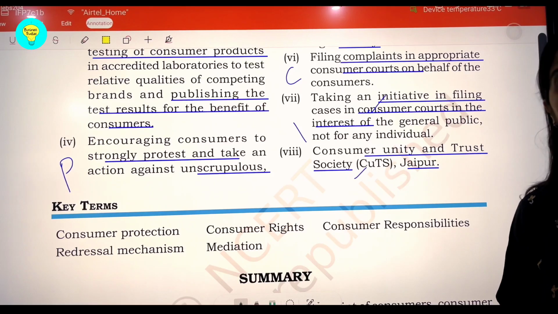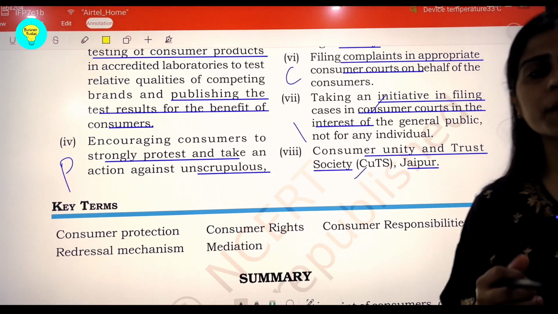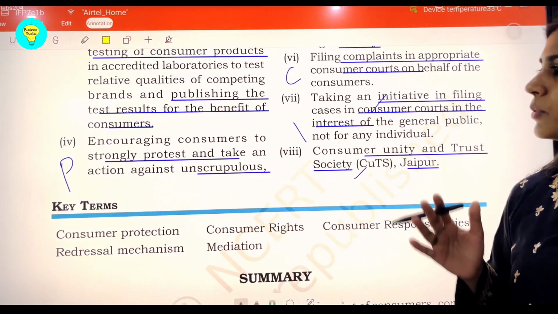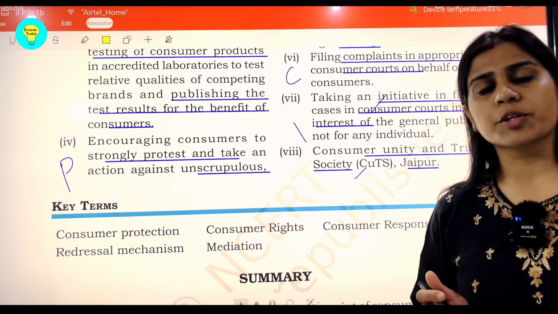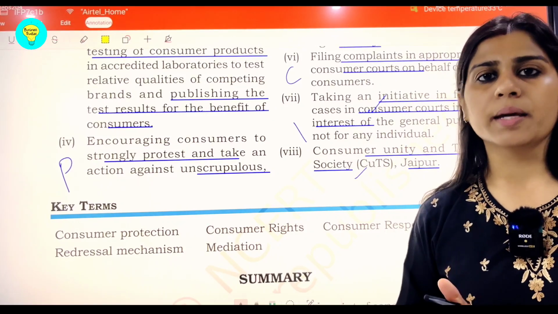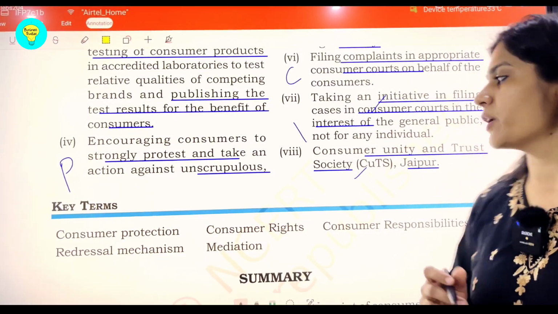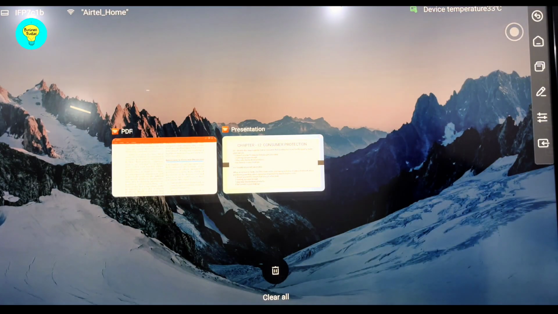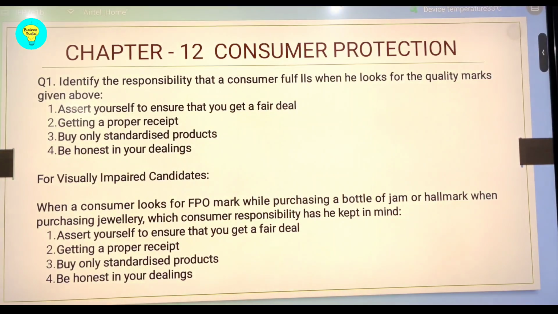So that's it from this chapter, students. There are several topics, but they are very small in number. You can easily go through them once through this video, and then you will be able to attempt all the questions as given in the sample question paper 24-25. So now let us quickly have a look at those sample paper questions that have come from this topic.